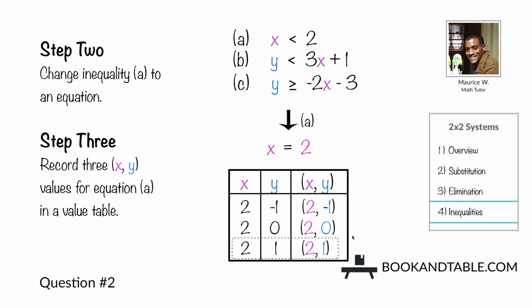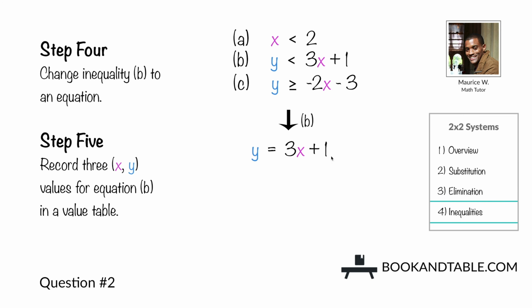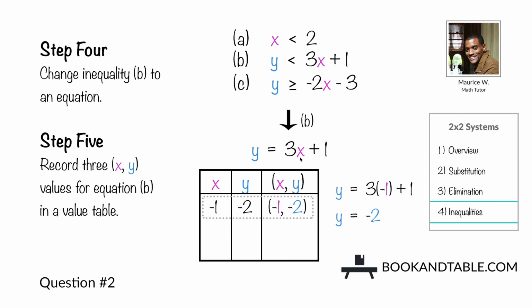Now let's create a value table for B. So step 4, change inequality B to an equation. So change the less than sign to equal to. Now we plug in 3 values for x. So when x is negative 1, y is equal to 3 times negative 1, which is negative 3. Negative 3 plus 1 is negative 2. So when x is negative 1, y is negative 2.